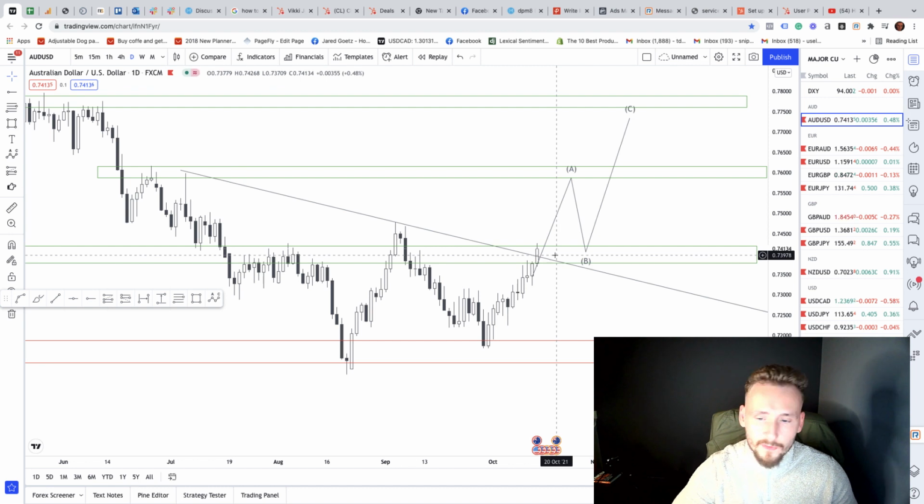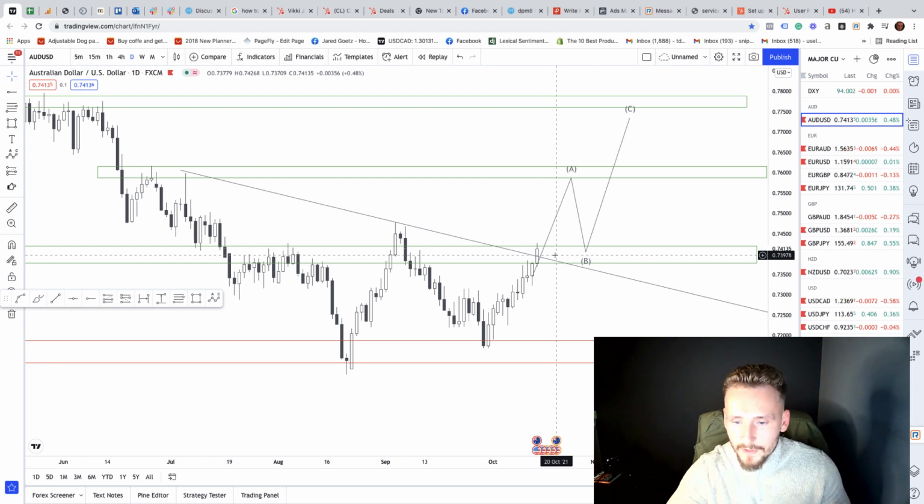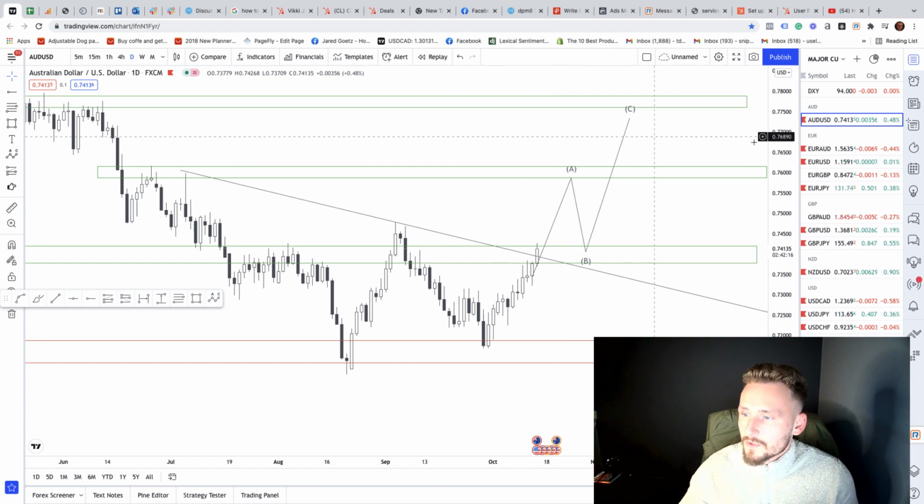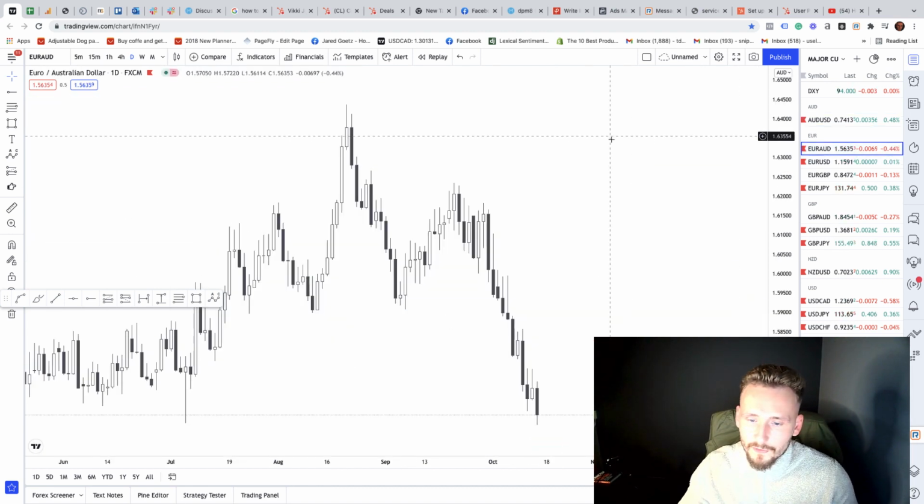But right now we're at that pivotal point, where price action could start to break through and give us that option of going up higher. So let's move on to Euro Aussie.